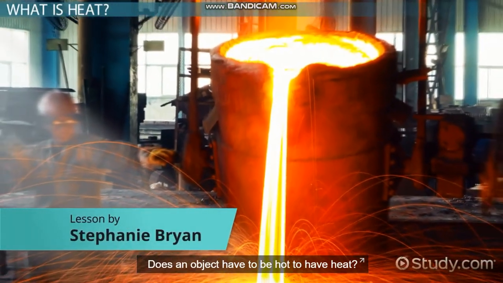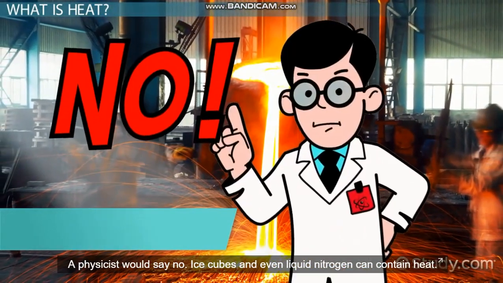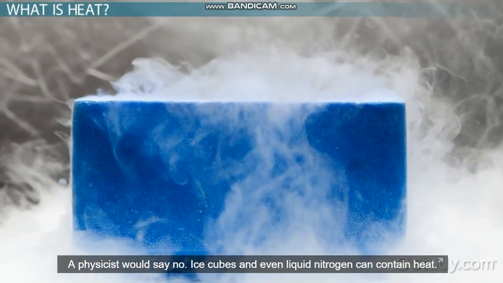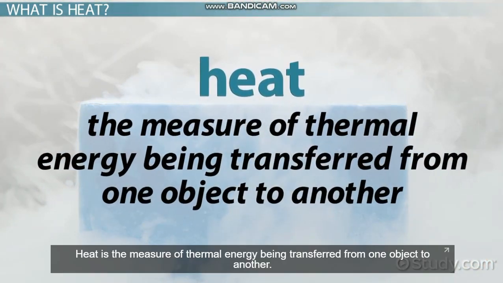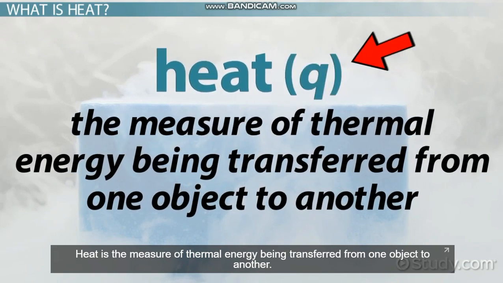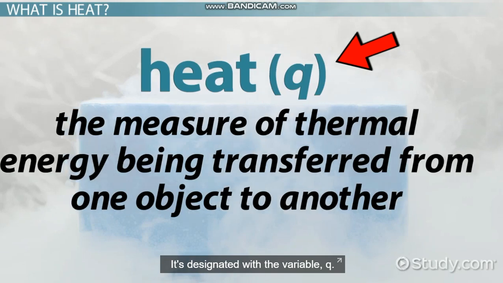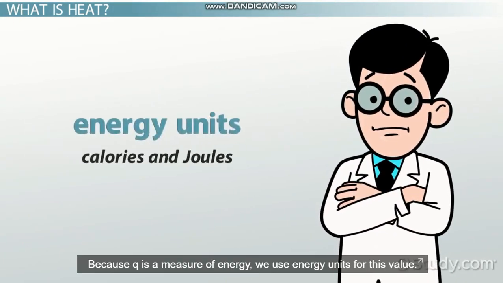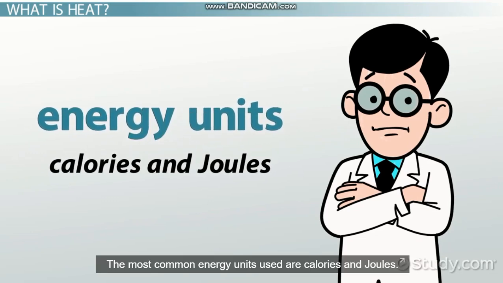Does an object have to be hot to have heat? A physicist would say no. Ice cubes and even liquid nitrogen can contain heat. Heat is the measure of thermal energy being transferred from one object to another. It's designated with the variable Q. Because Q is a measure of energy, we use energy units for this value. The most common energy units used are calories and joules.